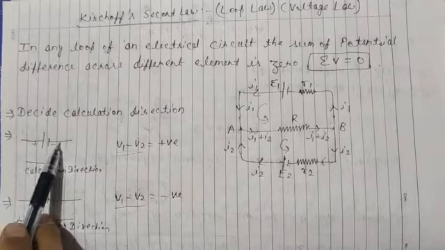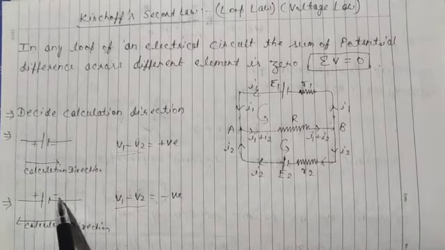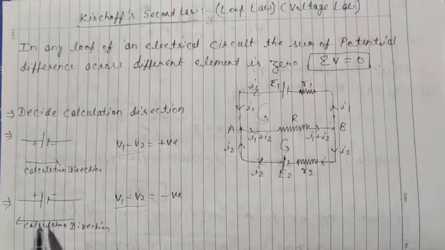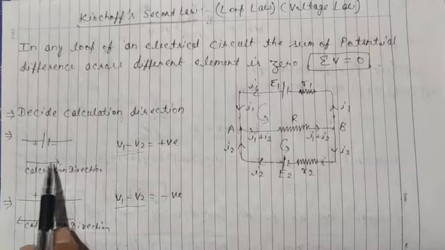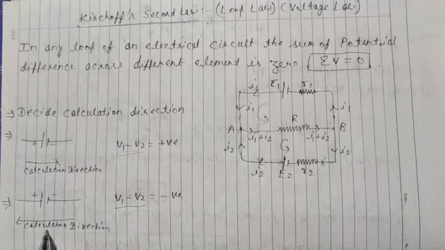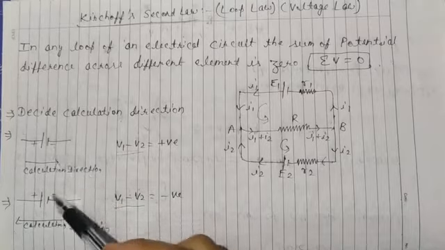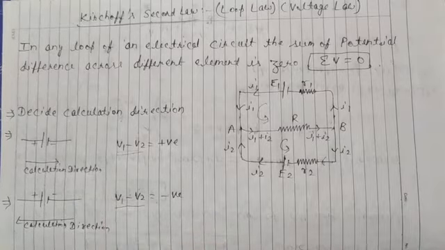When going plus to minus it is positive, and when the direction is minus to plus, it is negative. This is not the direction of current. Remember this, this is not the direction of current. This is our direction of calculation. So this is the rule whenever there is a cell. Rule for cell.